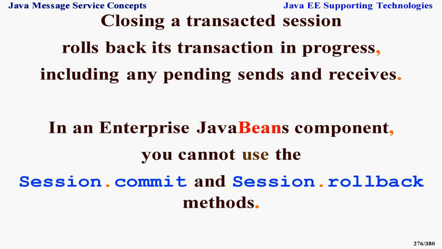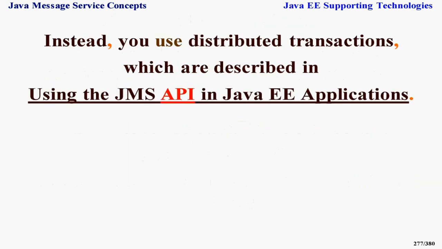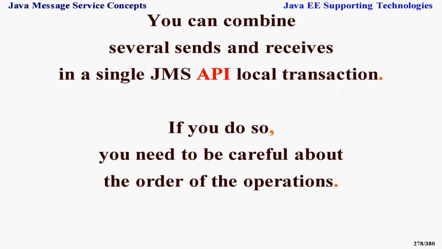In an Enterprise JavaBeans component, you cannot use the session's commit and rollback methods. Instead, you use distributed transactions, which are described in Using the JMS API in Java EE Applications. You can combine several sends and receives in a single JMS API local transaction. If you do so, you need to be careful about the order of the operations.